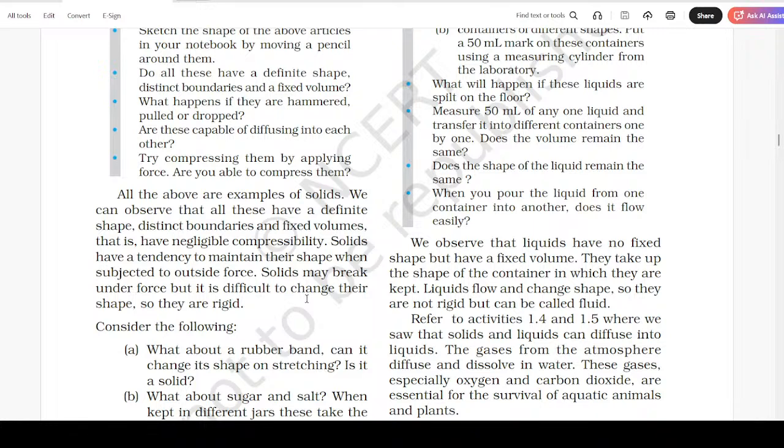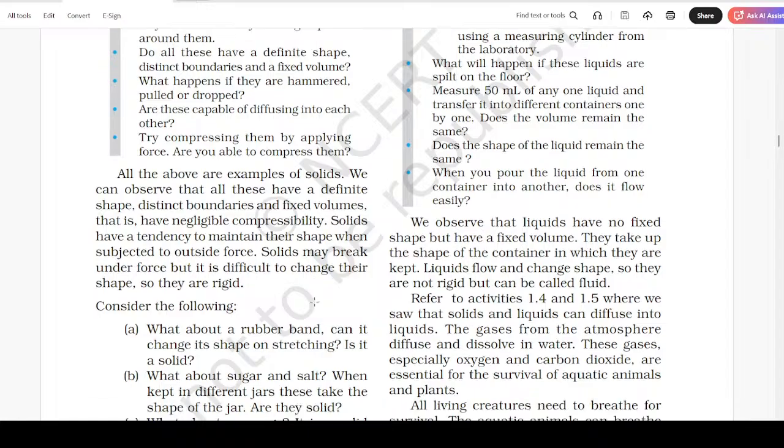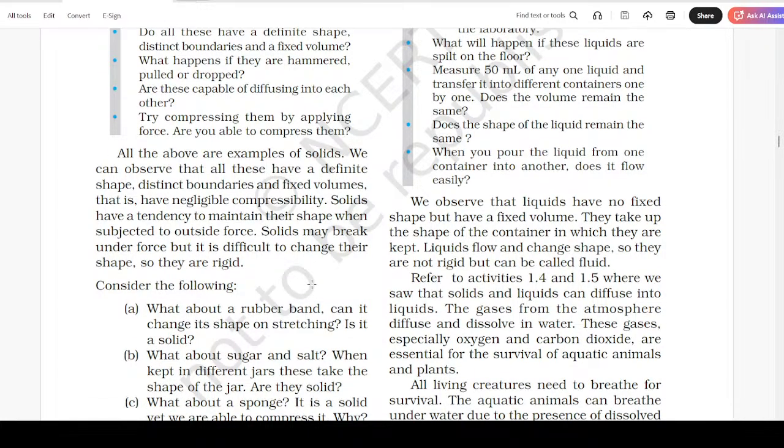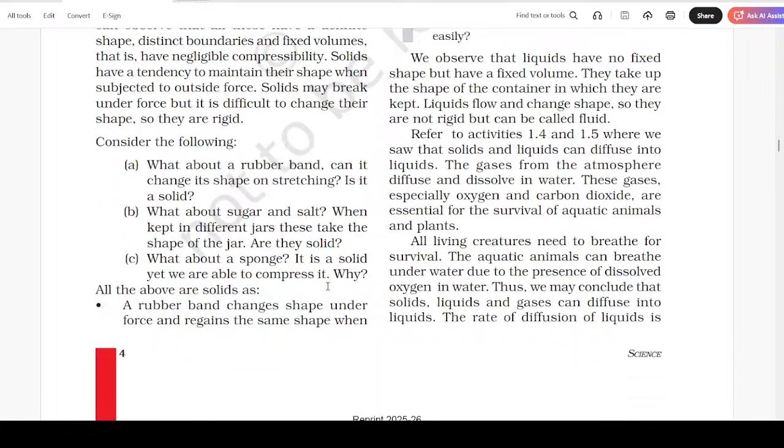Refer to activities 1.4 and 1.5, where we saw that solids and liquids can diffuse into liquids. The gases from the atmosphere diffuse and dissolve in water. These gases, especially oxygen and carbon dioxide, are essential for the survival of aquatic animals and plants. All living creatures need to breathe for survival. The aquatic animals can breathe underwater due to the presence of dissolved oxygen in water. Thus, we may conclude that solids, liquids, and gases can diffuse into liquid.